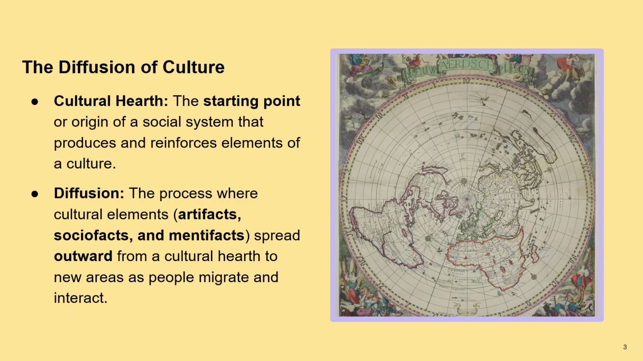So, what is a cultural hearth? A cultural hearth is the starting point or origin of a social system that produces and reinforces elements of a culture. Diffusion is the process where cultural elements like artifacts, sociofacts, and minifacts spread outward from that central location or starting point. So, basically, when we talk about diffusion of culture, we're just talking about it spreading. We're talking about culture beginning in one place and spreading to other locations. And in our case, we're talking about the spread of culture globally.